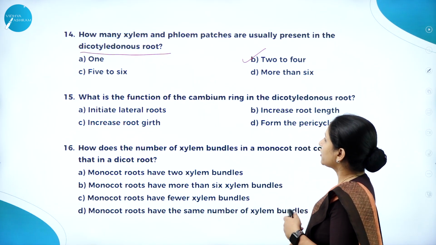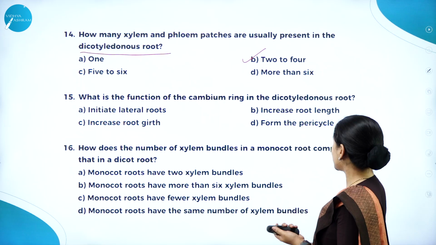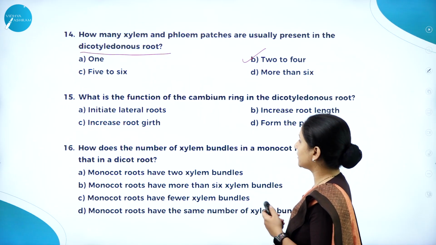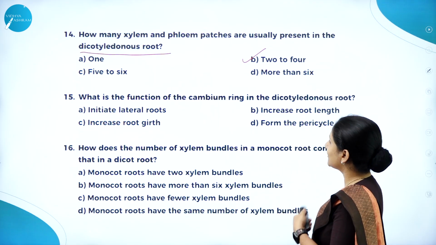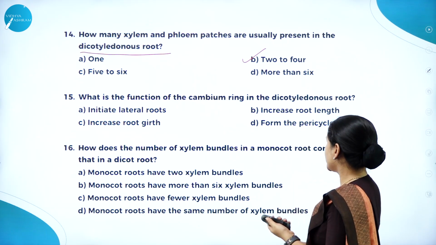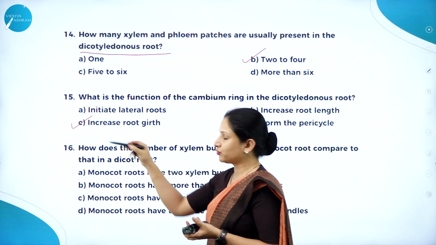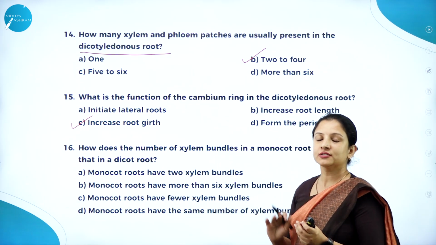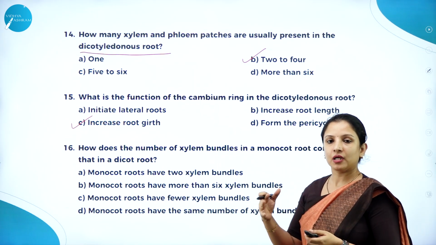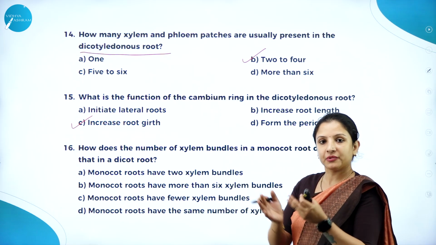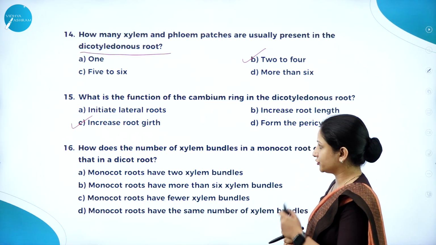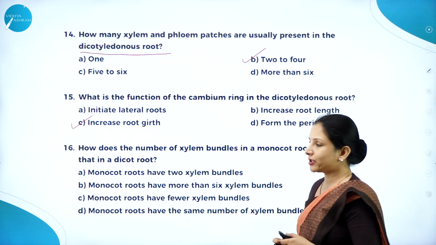So next question, what is the function of the cambium ring in the dicotyledonous root? Is it initiate lateral roots, increase root length, increase root girth, form the pericycle? So cambium can increase the girth of the root, because the cambium develops into secondary xylem and phloem, therefore increasing the size of the root. So therefore, it increases the root girth.